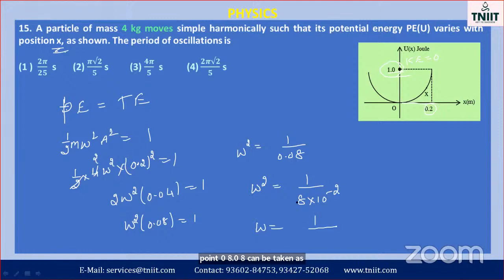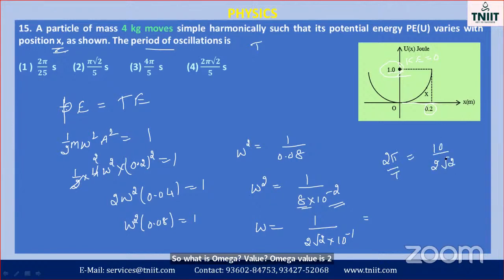Omega value is the root of this. What is root 8? 2 root 2. What is root of 10 power minus 2? 10 power minus 1. But they are asking you to find the time period T. So what is omega value? Omega is 2 pi by T, which is equal to 10 by 2 root 2. I'm taking this 10 power minus 1 to the numerator.